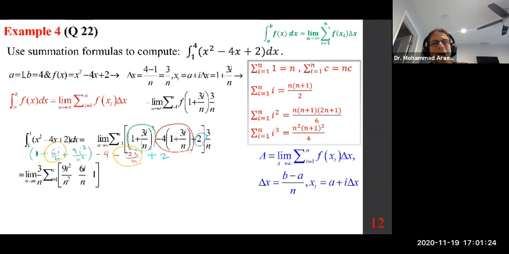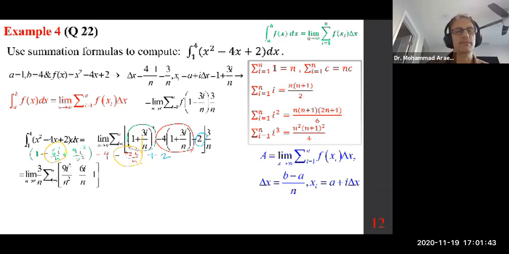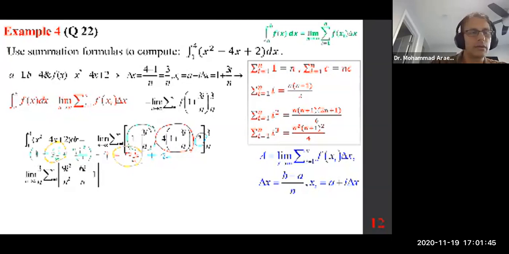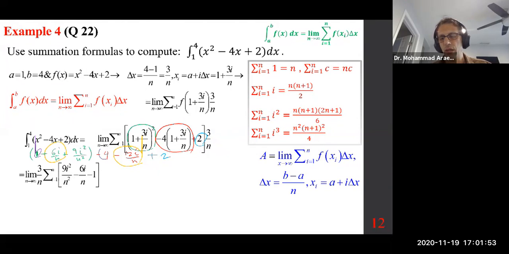Okay. And 9i squared over n squared sits in front. Then we have the numbers 1 minus 4 plus 2, they add up to negative 1. So I hope you see that. 1 minus 4 plus 2. Okay. So having said that, this is what we get. And now let's separate them in the following manner. Take a look at what happens.